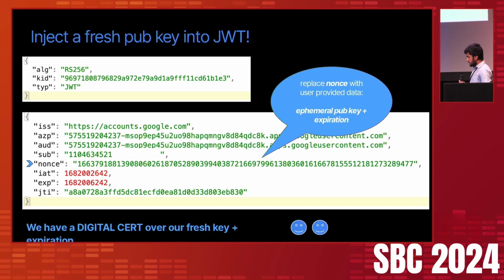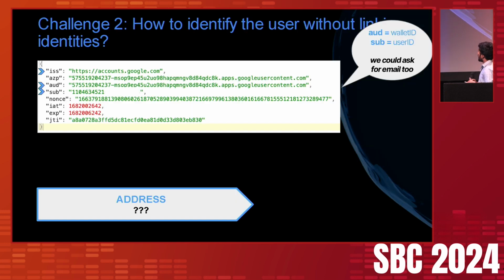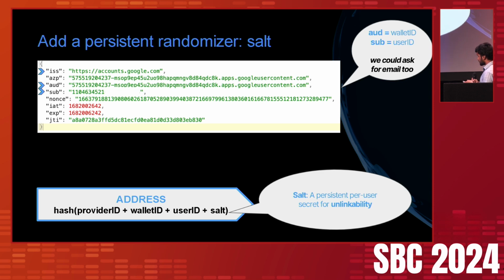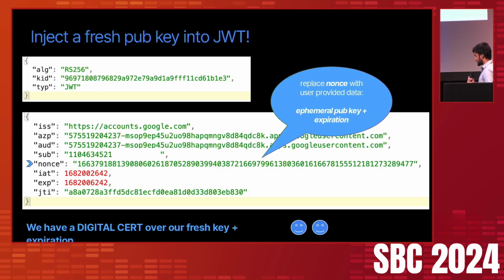So what do we have here? Basically, we have a certificate over the freshly created key pair. And so the basic idea is that we can then use the corresponding ephemeral private key to sign transactions. So we authorize transactions with JWTs in a two-step way. You create a key pair, insert the public key into the nonce, and then use the corresponding private key to sign transactions.